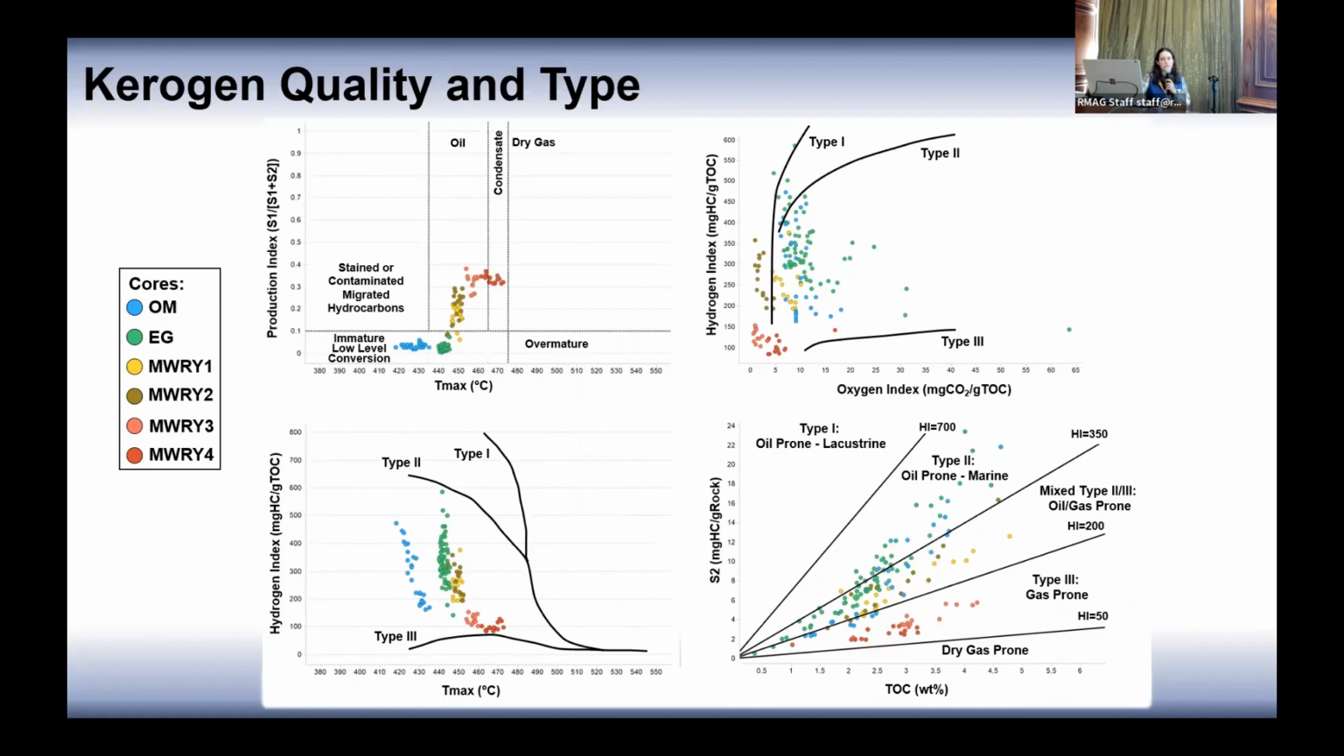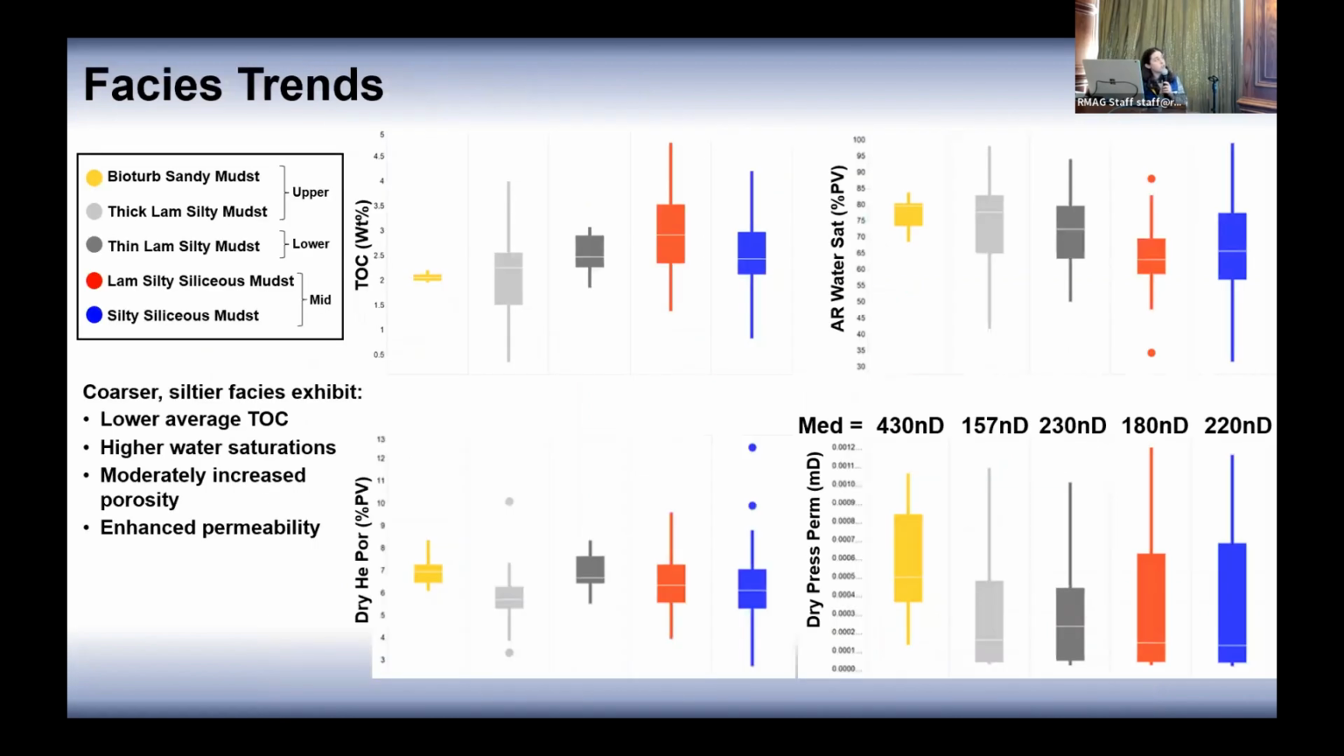If we want to look at some of the rock properties, we can do that first in terms of the facies that I defined. If you remember, those coarser facies, the bioturbated sandy mudstones and the thickly laminated silty mudstones, are most prevalent in the upper Mowry. The thinly laminated silty mudstone is most common in the lower Mowry subdivision, and these siliceous mudstones are more common in the middle Mowry.